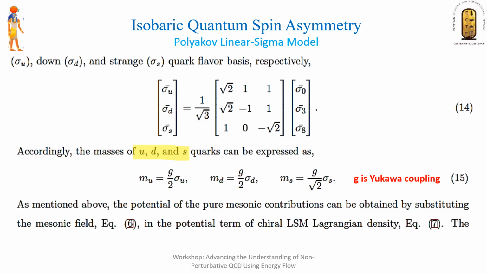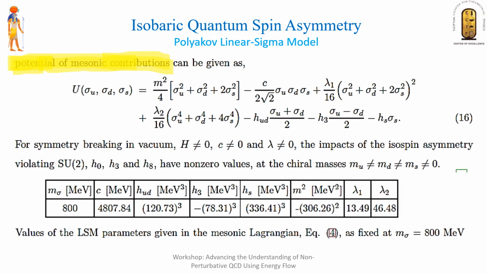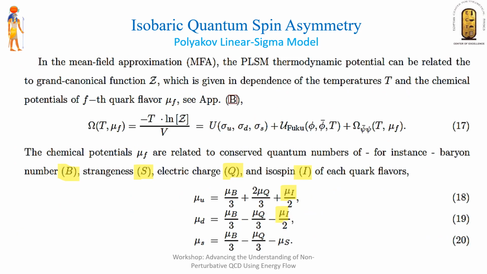the Yukawa coupling. As mentioned, the potential of the pure mesonic contribution, we are now able to construct this from equation 6, which I have shown before, and the potential term in the chiral linear sigma model Lagrangian density can be constructed in this expression. For symmetry breaking in vacuum, we assume that capital H is not equal to 0, and C is some constant not equal to 0 as well, and also lambda, and we assume also the masses of the different quarks are not degenerate. Using this table where we have our parameters, we can now generate the thermodynamics.